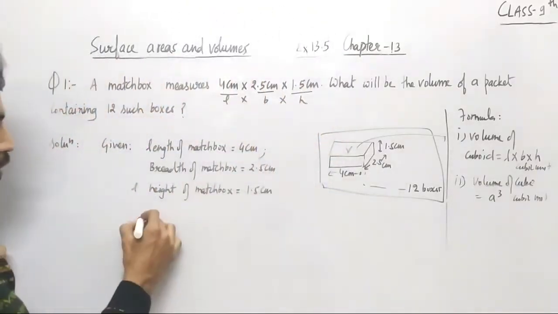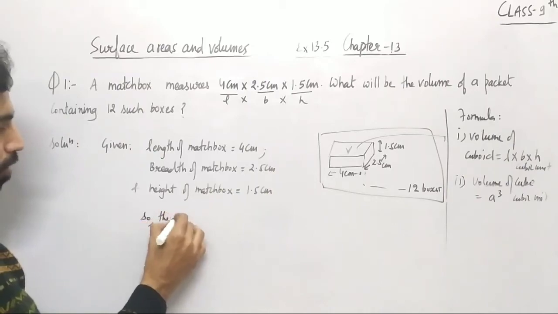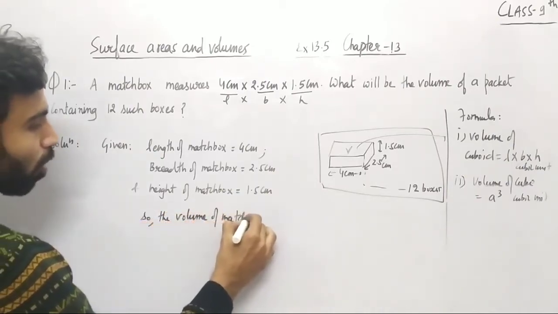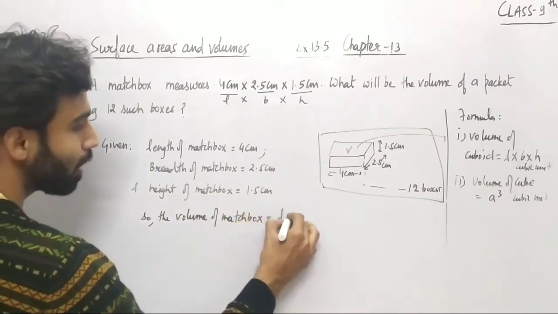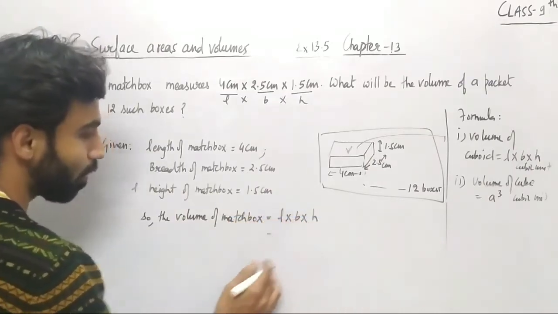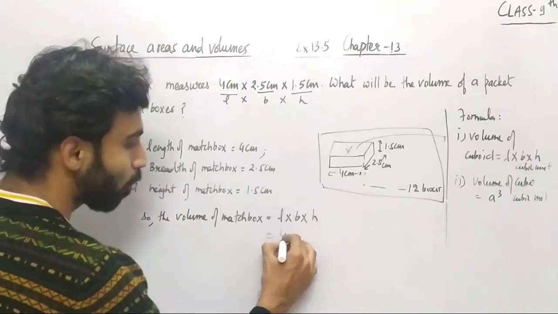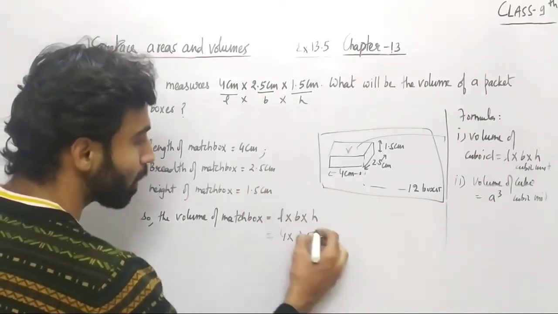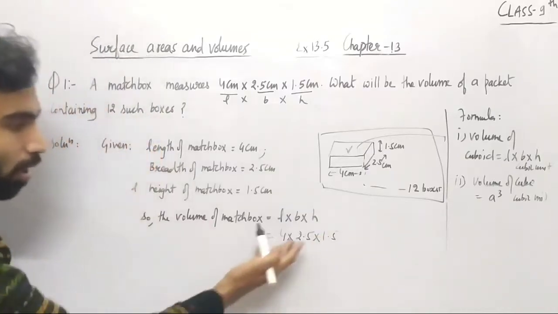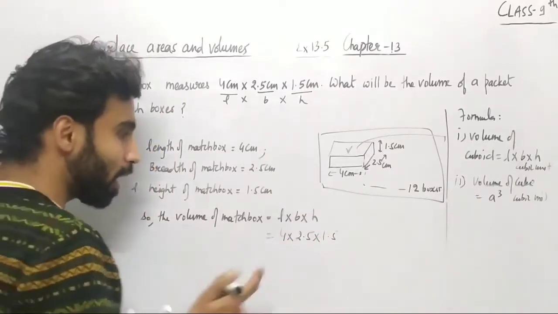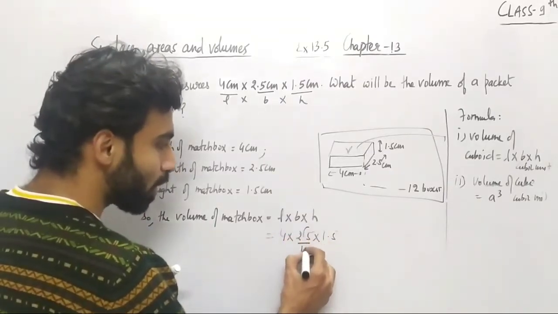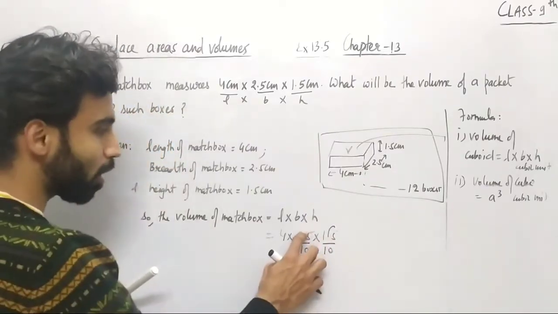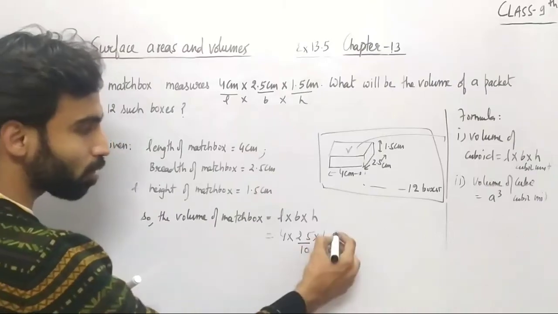Now we know the formula to calculate the volume of this match box. That will be length into breadth into height, right? So यहाँ पे आप देख सकते हैं लेंथ 4, breadth 2.5 into height आपके पास 1.5, right? So now we have to solve this. So सबसे पहले यहाँ पे मैं decimal remove कर लेता हूँ. So that will bring 10 and this decimal remove will bring 10 here, right? So यहाँ पे मैं decimal को हटा देता हूँ. So अब मैं इसको solve करता हूँ.